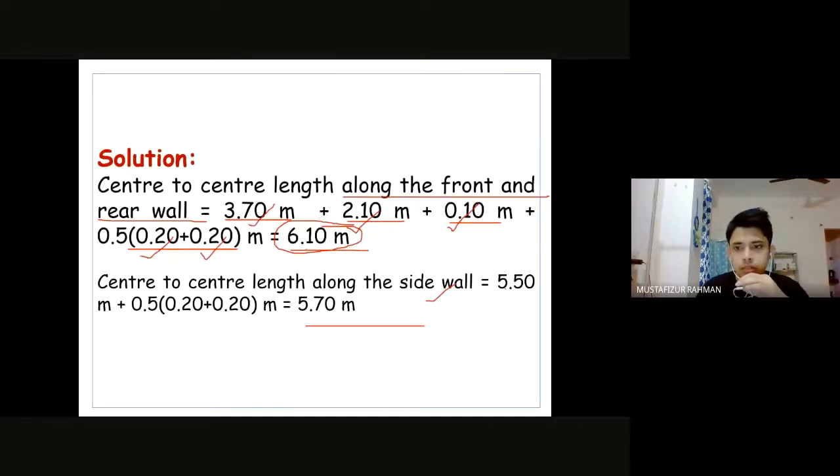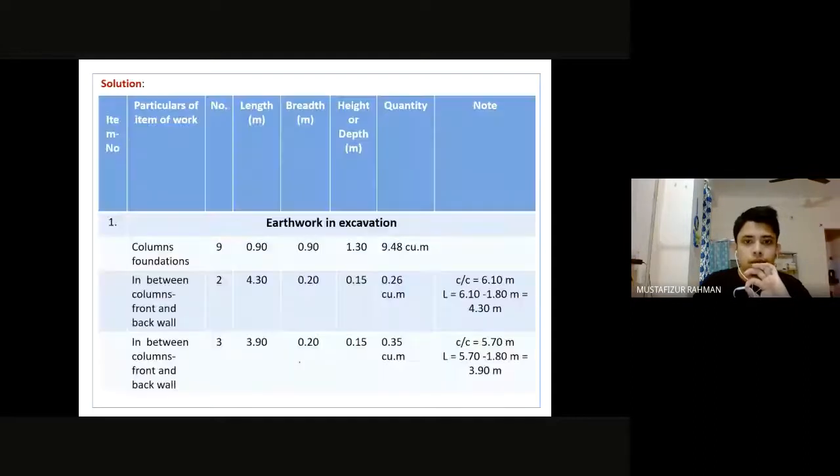Okay, so this is it: 5.5 meter plus half of 0.2 meter for one side and half of 0.2 meter for the other side. After getting this, we can go for our calculation.